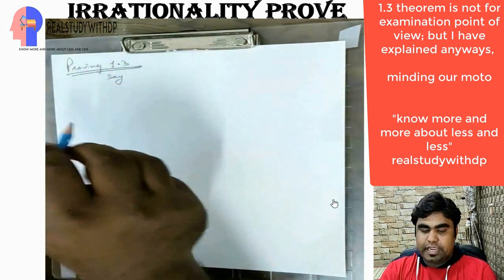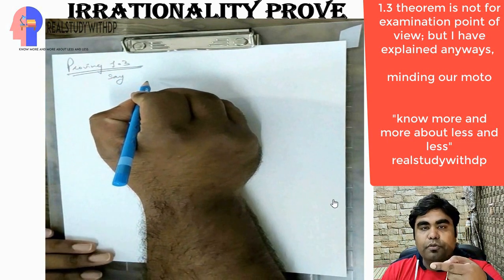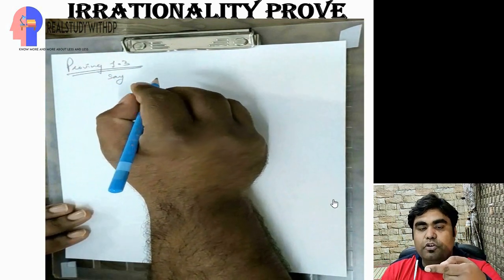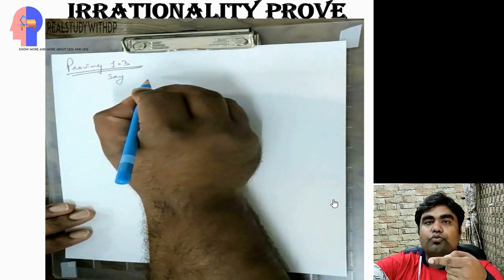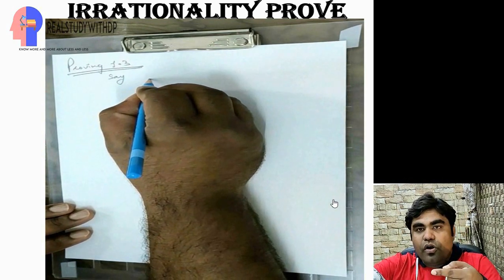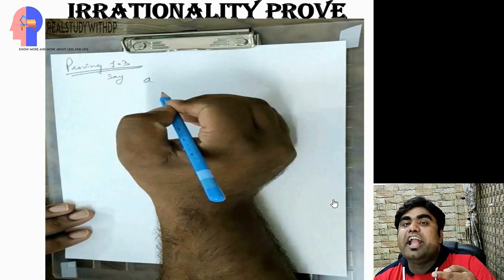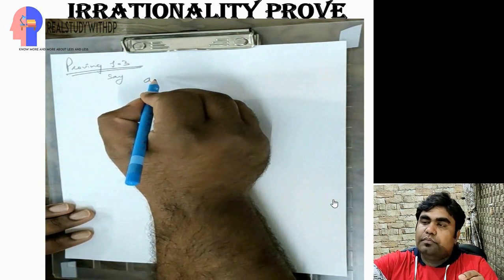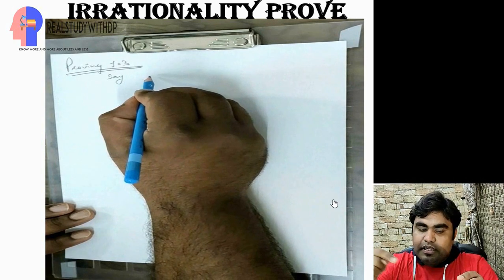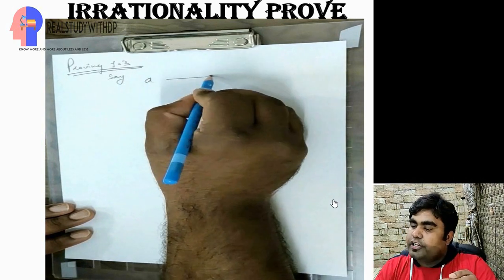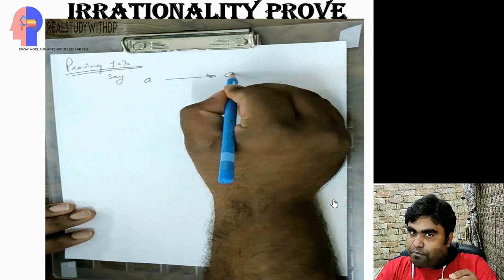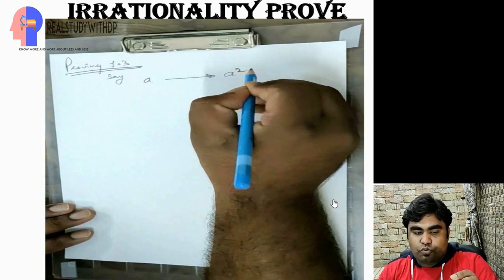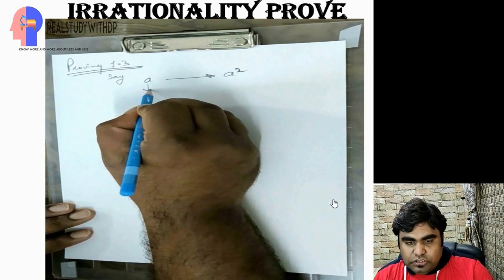Say there is a number w. If this w is a factor of a square, then this w is going to be a factor of a also. So if a number is a factor of a particular number's square, then this number is going to be a factor of that number also, whose square it divides.